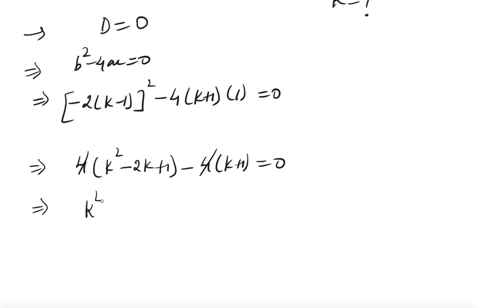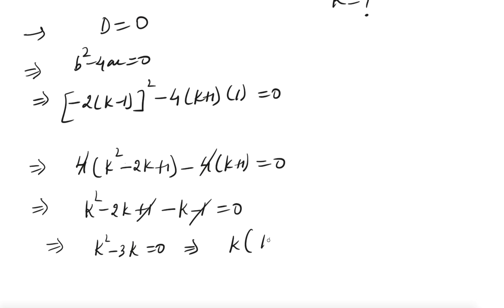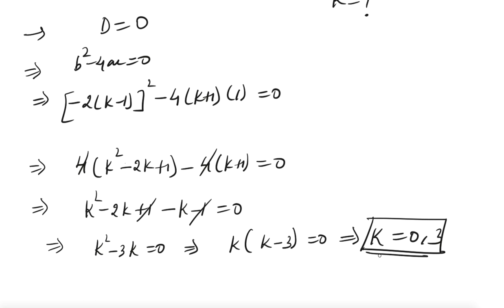4 and 4, I'll take it out. So finally I'll have k square minus 2k plus 1 minus k minus 1 equals to 0. Plus 1 minus 1 cancelled. So k square minus 3k equals to 0. I'll take out k common. K into k minus 3 is equal to 0. So from here k is either equal to 0 or 3. This is my solution. So now I think you might have a clear picture how to determine the nature of roots and how to solve questions based on that.